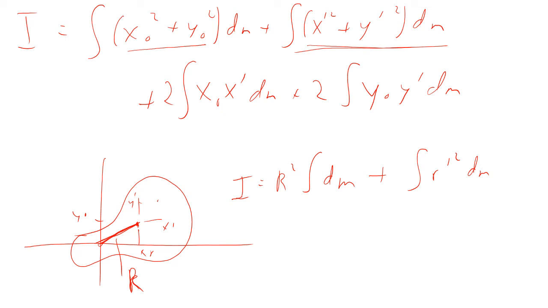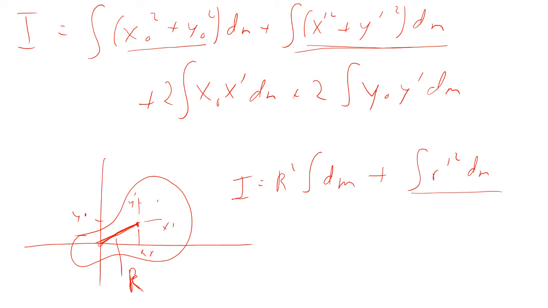But wait a minute. We know that the integral of r prime squared dm is just I naught. So that's just the moment of inertia around the center of mass. That's already been calculated, so we know what this value is. By the way, what is integral dm? Integral dm is just m.